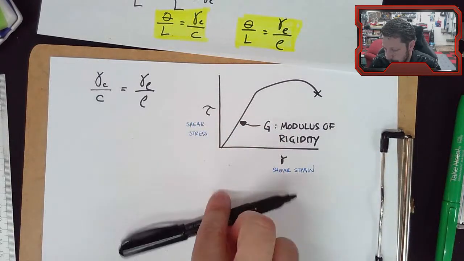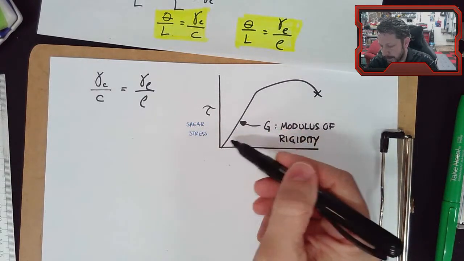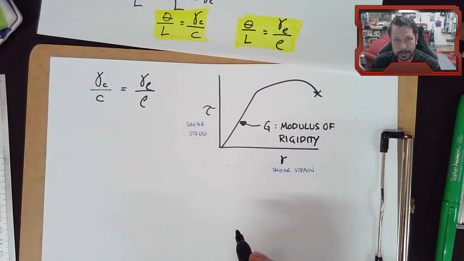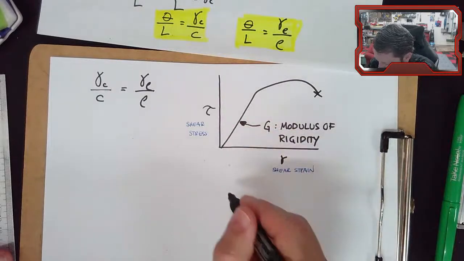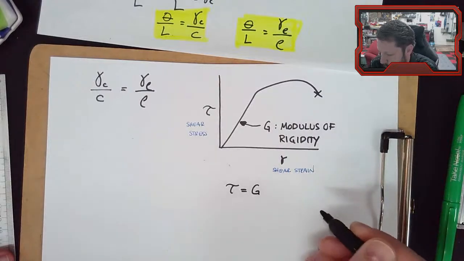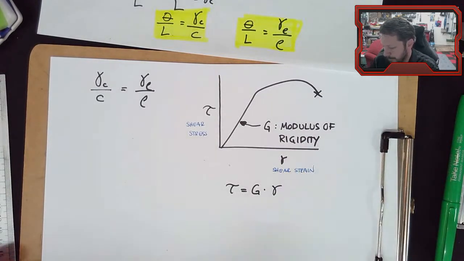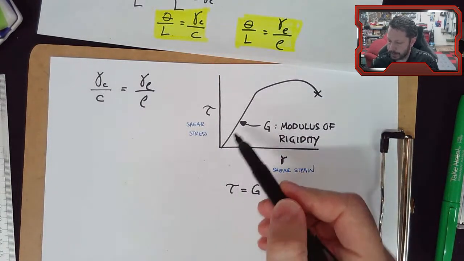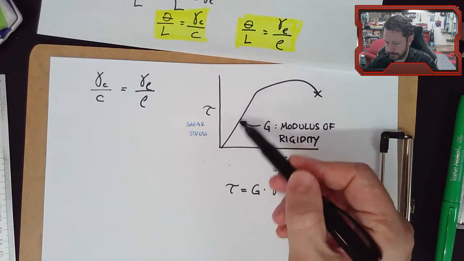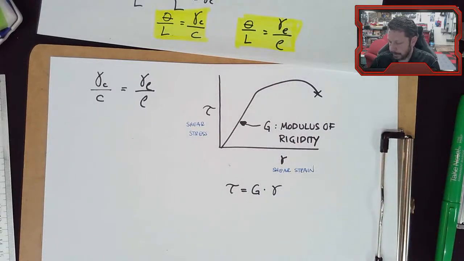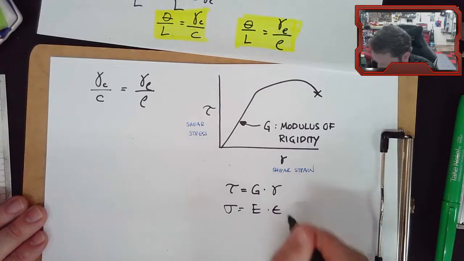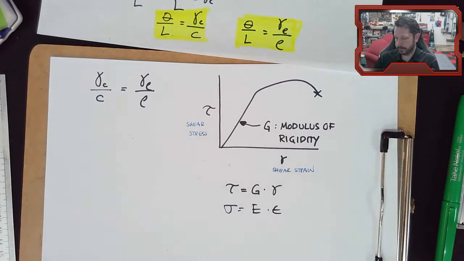And as long as I want to stay in this elastic region, I have a similar thing to Hooke's law for axial stress, where I can say that tau is equal to G, modulus of rigidity, times gamma, shear strain. So that's just the slope. That's the equation of this straight part of the graph. This is the equation of this line right here. And it's very similar to sigma equals E times epsilon, right? Hooke's law for axial stress.